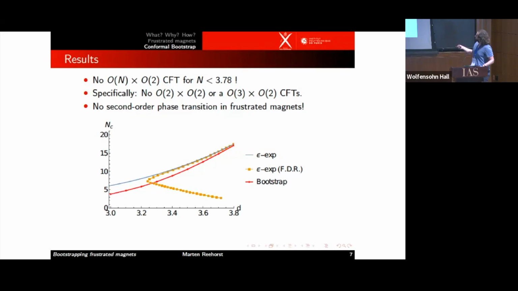I also included some other theoretical predictions on this line. Specifically, we exclude this scenario that some people have put forward, where this CFT would exist for all values of n, because this red line is the bootstrap lower bound. So it clearly excludes this scenario where there's this turnaround.